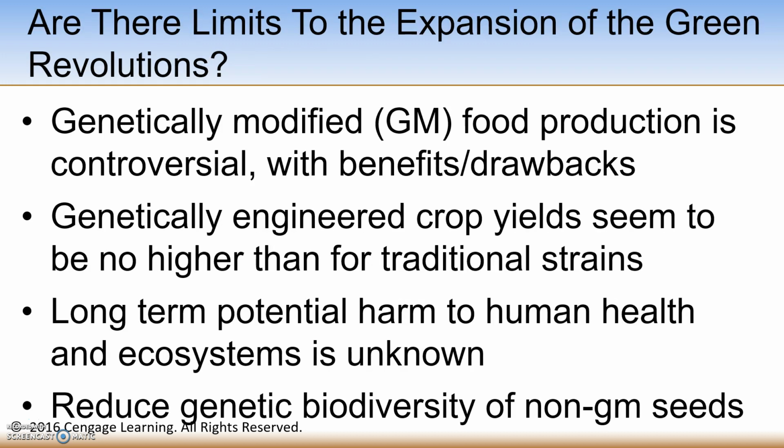Genetically modified foods have been seen as a potential solution to solving world hunger. However, there is great controversy over using genetically engineered foods. Genetically engineered crop yields seem to be no higher than traditional crop yields, based on some studies. Long-term potential harm to human health and ecosystems is unknown, and there's concern that employing genetically modified organisms will reduce the genetic biodiversity of non-genetically modified seeds as a result of potential cross-pollination.